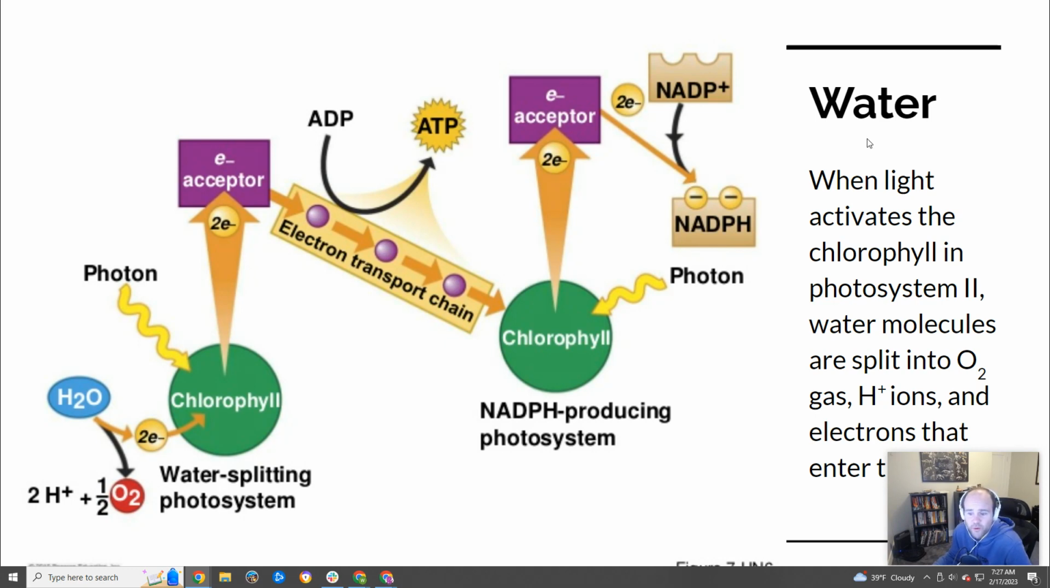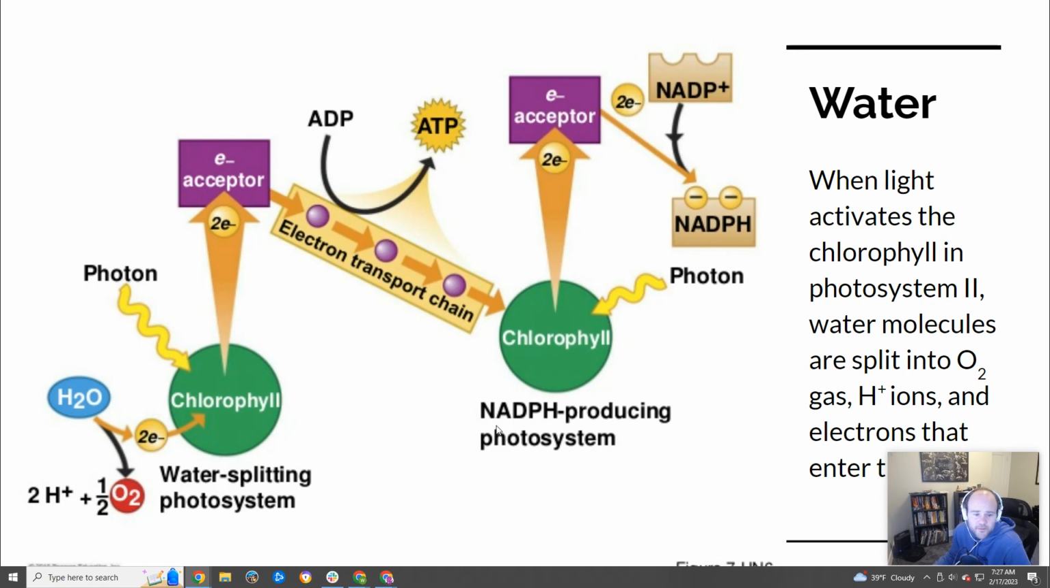Water is really important in this process, and water molecules are going to be split apart in photosystem 2. And those hydrogen ions are going to be utilized in the electron transport chain, moving them across. Oxygen is going to get released, and those electrons are going to be utilized to power our electron transport chain.